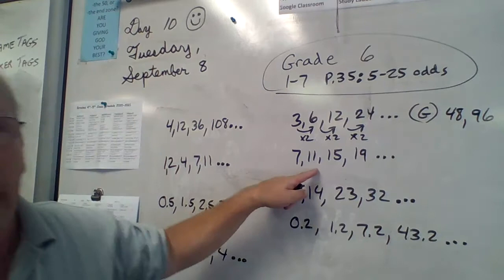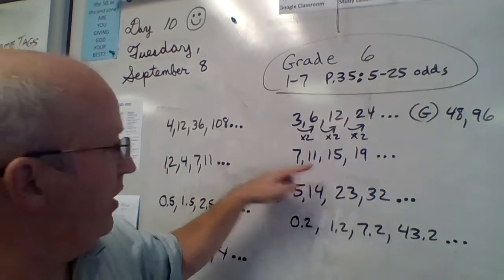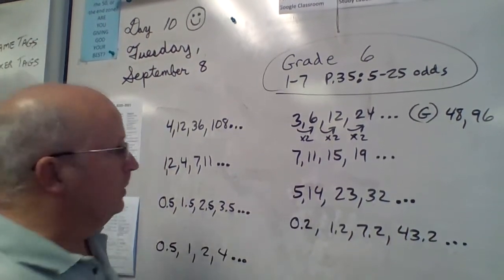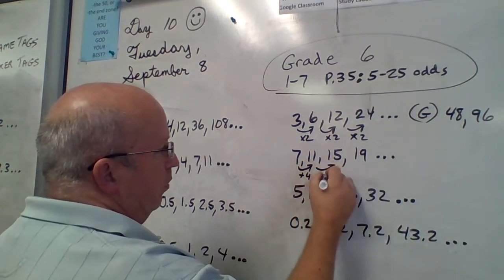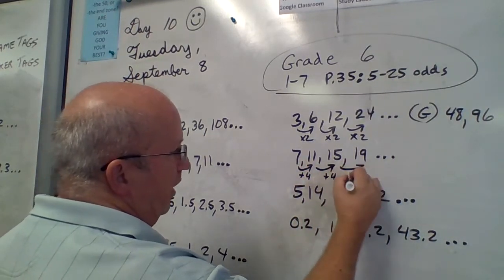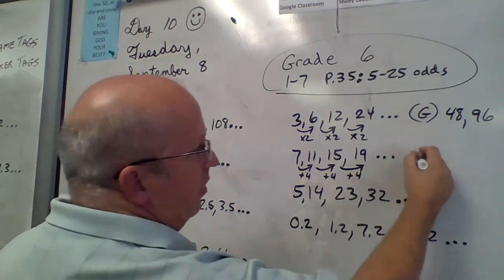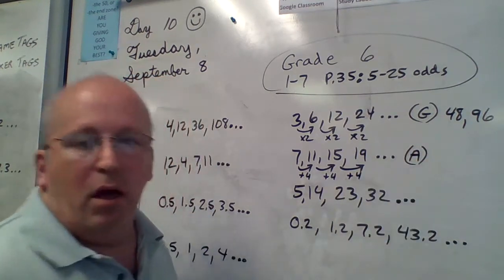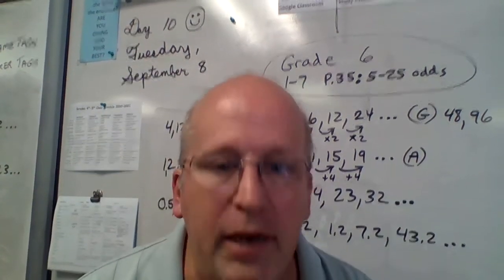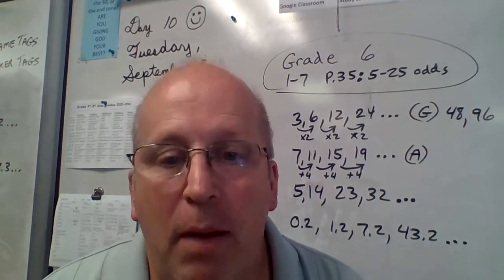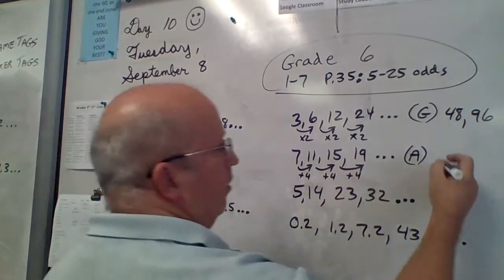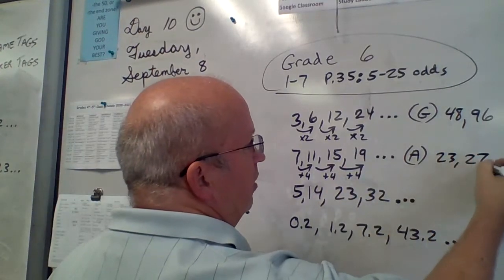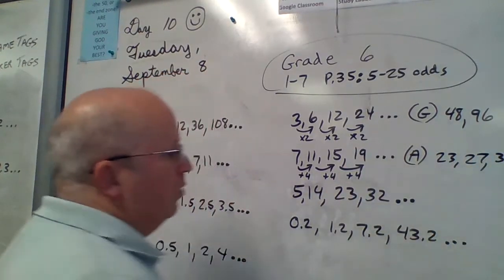Let's go to this one right here, 7, 11, 15, and 19. Do you see the pattern? If you said adding 4, I would agree with you. Over and over again, we're adding 4 here. So this is an arithmetic pattern. Arithmetic patterns are adding patterns where you add the same number over and over again. And what would be the next numbers in this pattern? How about 23, then 27, then 31?